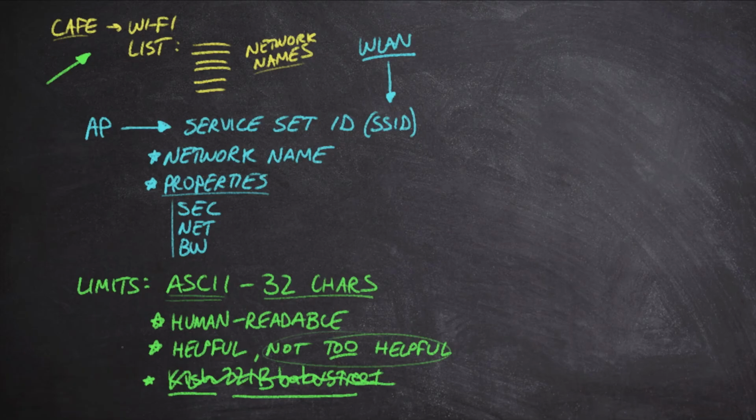But something in a business environment might be something like a staff network, maybe something that's called hospital staff and hospital guest. And so this way I can tell that, oh, I'm supposed to be logging into the guest network. I'll click on that and attempt to join that way.